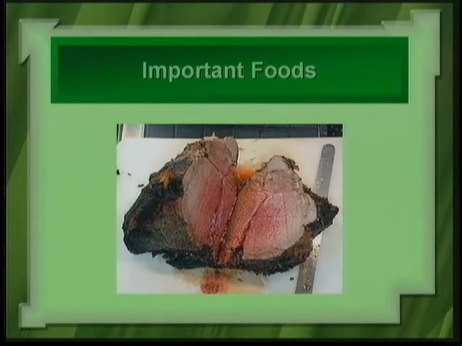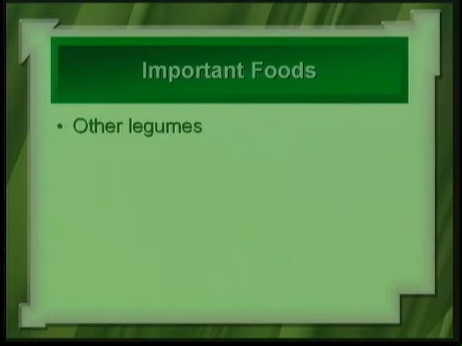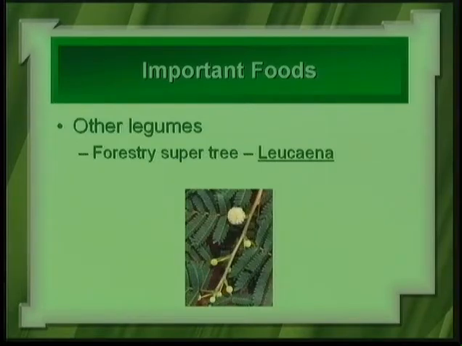Alrighty, so here's a piece of beef, showing that generally soy does have more protein than even this piece of beef. Looks like roast beef. Now we have other legumes that we're going to talk about. For one thing, remember the lucina, the koa haole that we saw a little bit earlier? Well, some people call it a super tree of the forest. This is a photograph of koa haole as we know it here in Hawaii.